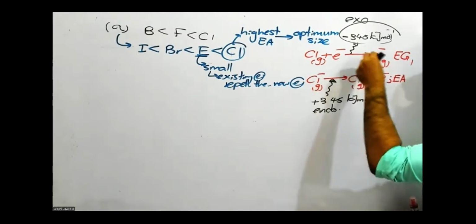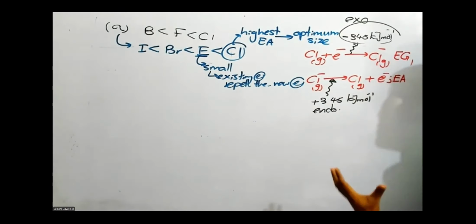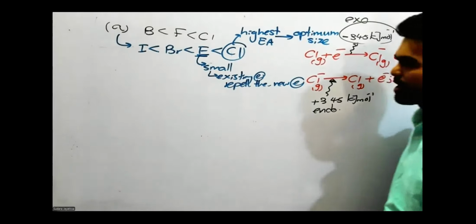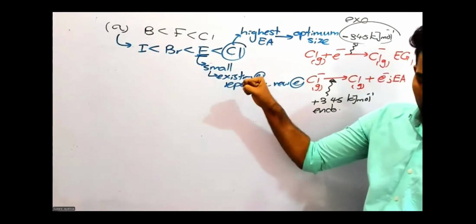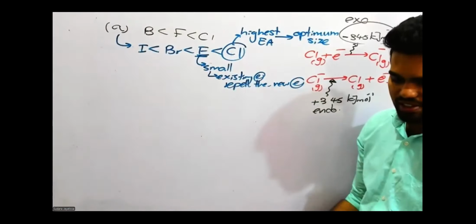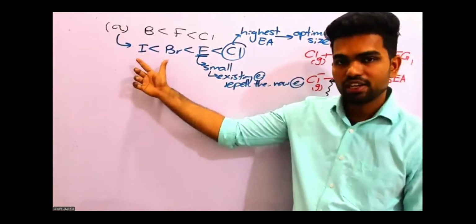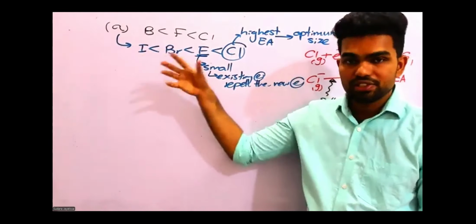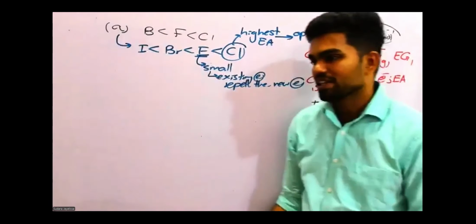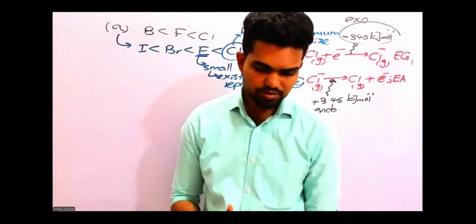So chlorine is the one that is most likely to take an electron because of the optimum size. It's not too big, it's not too small, right? Fluorine, the problem is it is the smallest one of the halogens, so the existing electrons are repelling the new one. But bromine and iodine, the problem with them is they are too large, so the new electron is less attracted by the nucleus. That's the problem.